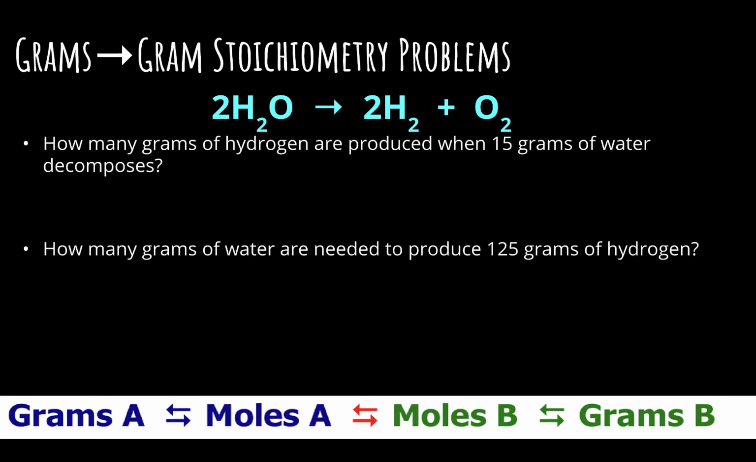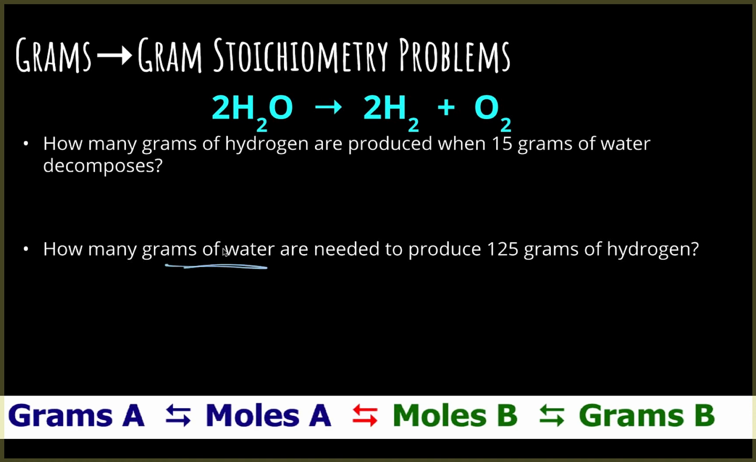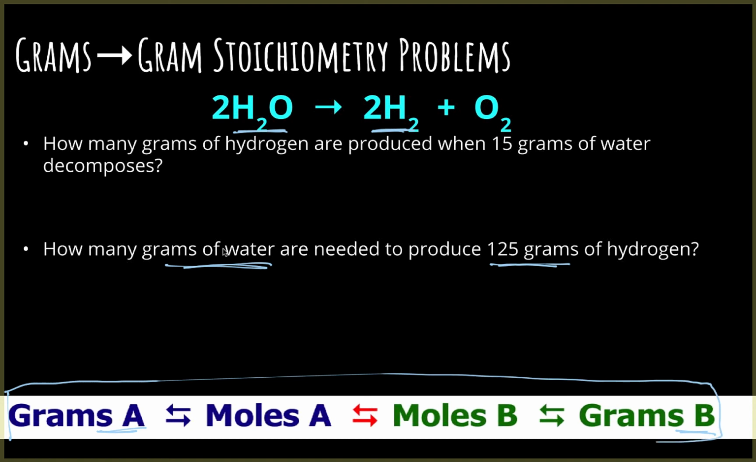Okay, last example. How many grams of water are needed to produce 125 grams of hydrogen? So this time we're using water and hydrogen from our equation. Grams of one substance to grams of another. Same one here. We're going all the way across. We're starting with grams, going to moles of the second substance, and then back to grams. Start with what's in the problem, with all the labels.